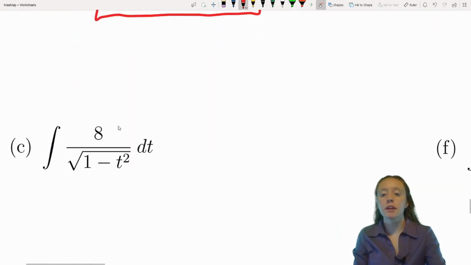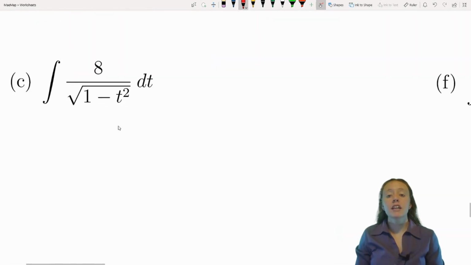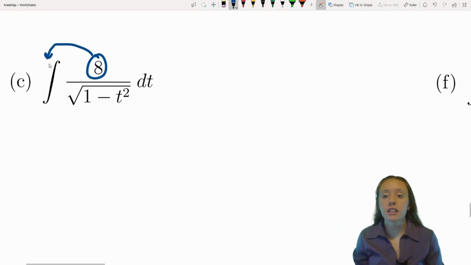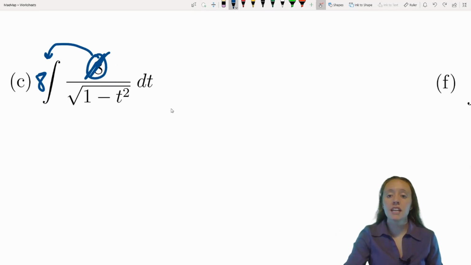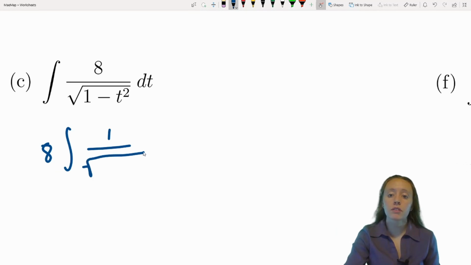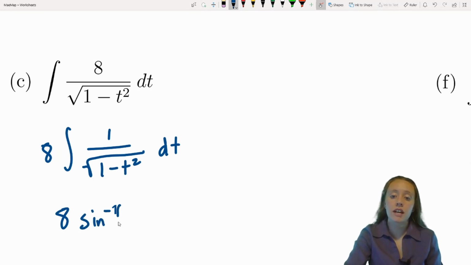Let's continue on to part c. In part c, we're integrating with respect to t. And this 8, constant multiple rule, we can pull that 8 right on out in front. And what do we have? We have a 1. So this is going to be equal to 8 times the integral of 1 over the square root of 1 minus t squared, all with respect to t. How do we integrate this? That's the inverse sine. So this becomes 8 times the inverse sine of t plus c.